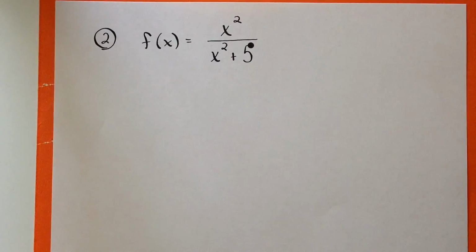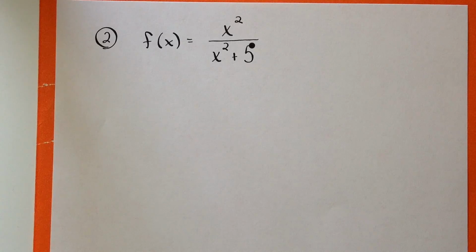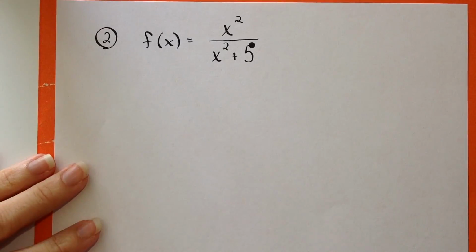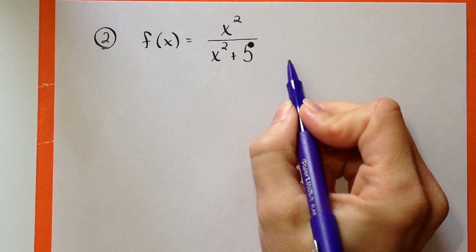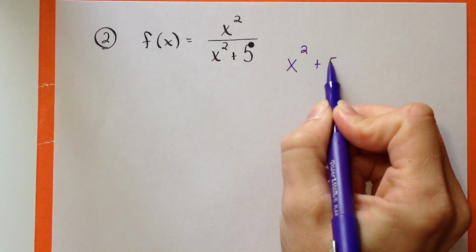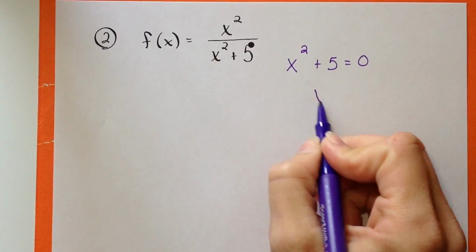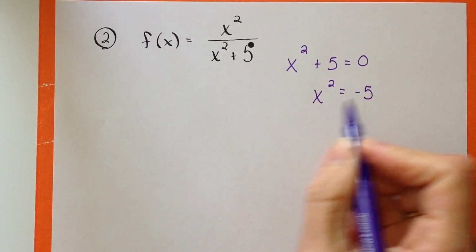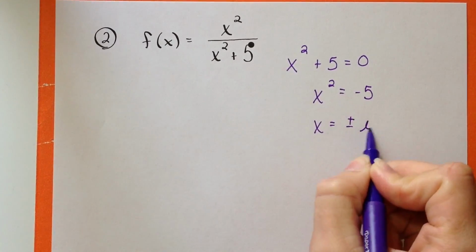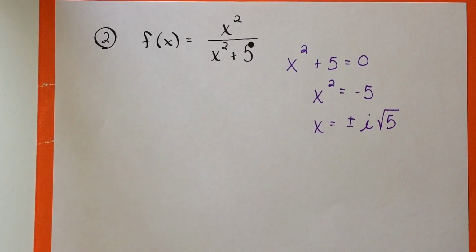Okay, next one. We have f of x is equal to x squared divided by x squared plus 5. Now, x squared plus 5 won't factor under what you're typically accustomed to dealing with. So, just like I started out a while ago, let's take this and set it equal to 0. And I'm going to subtract my 5. And then I'm going to take square root of both sides. But now, in this case, you're taking square root of a negative. Therefore, you're going to end up with an imaginary number.